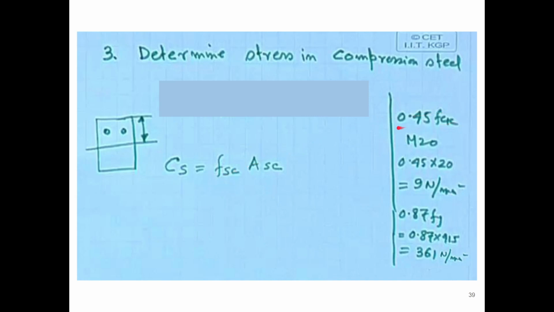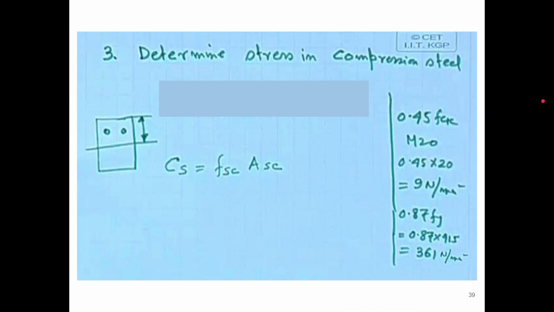Okay, so for example, for M20, 0.45 fck will be 9 Newton per mm square, and 0.87 fy is 361 Newton per mm square, right? So say, for example, these are some certain values. From those values, we try to find out basically the epsilon SC value based on the location, and from that we find the FSC value. Okay, so Cs is equal to FSC ASC.